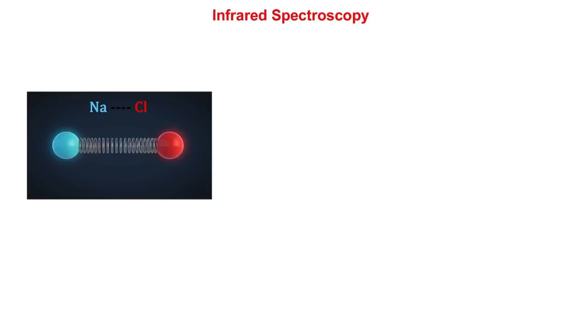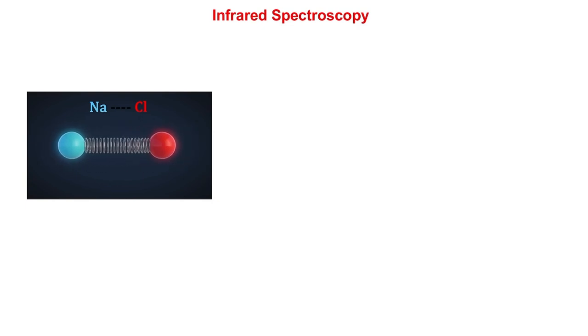Infrared spectroscopy is one of the most powerful techniques for understanding molecules. But to really appreciate how FTIR works, we need to zoom all the way into the level of atoms vibrating like tiny balls connected by springs. If you imagine two atoms bonded together, they behave almost exactly like two masses joined by a small spring.